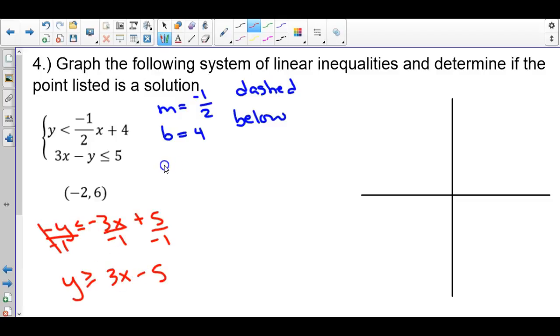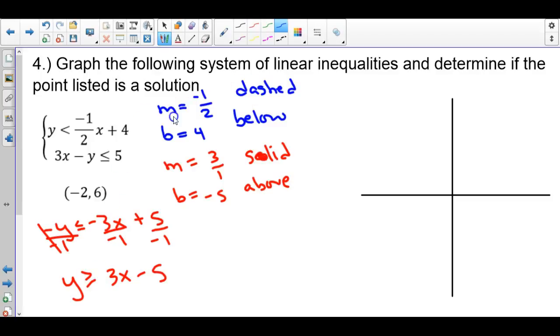So I'll do the same thing. I'll write out my characteristics here. My slope is 3 over 1. My y-intercept will be negative 5. This is going to be a solid line. Because it says greater than or equal to, that means that all the points that are on my line will be solutions to this one inequality. And then because it's in slope-intercept form, and it says greater than, I'm going to shade above this.